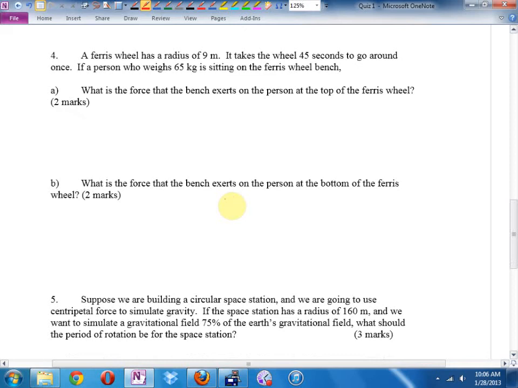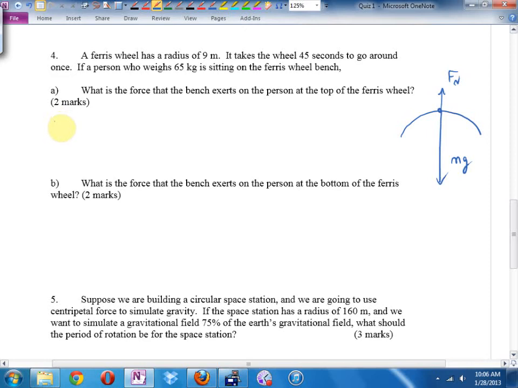A Ferris wheel. Oh boy. They want the force at the top that the bench exerts. They want the normal force. I quickly did a little free body diagram. I said, there's my person. We're at the top. I have normal force up. Why did I draw gravity so much bigger? Clearly the winner, because the net force has to be towards the center.